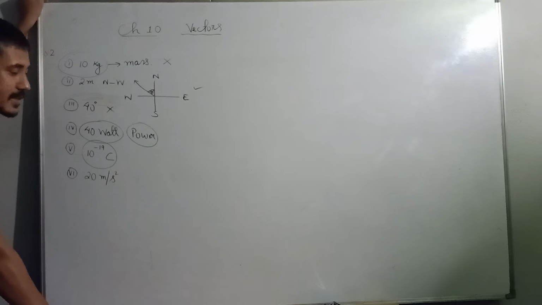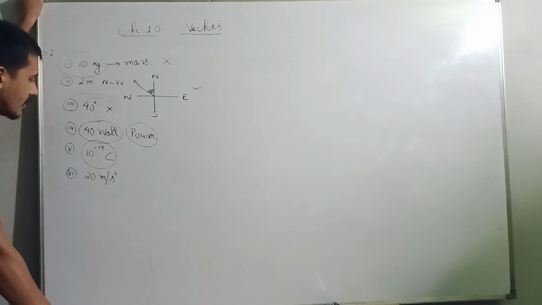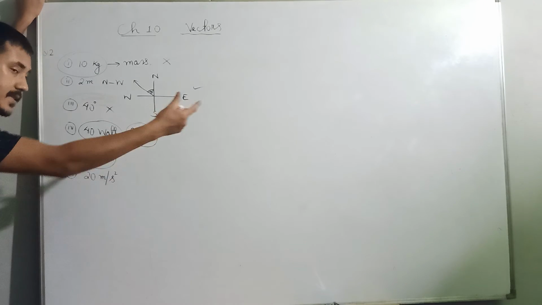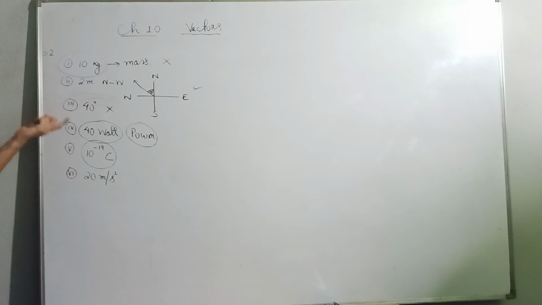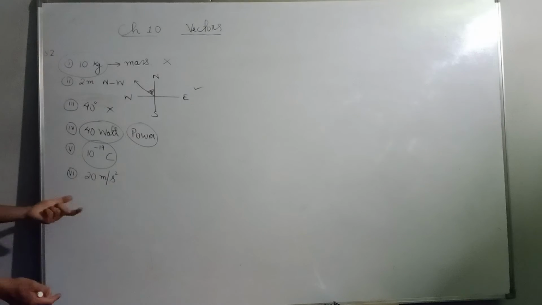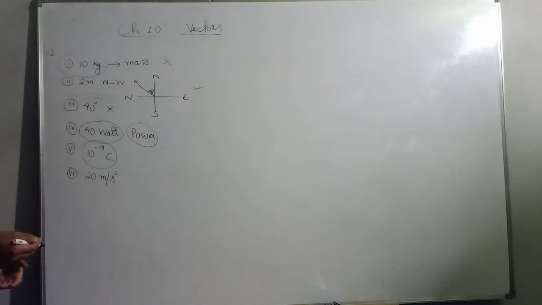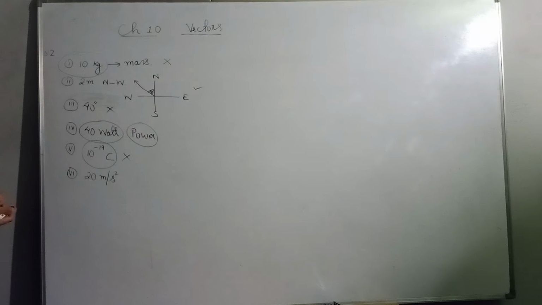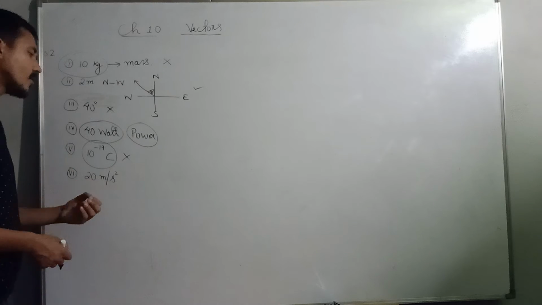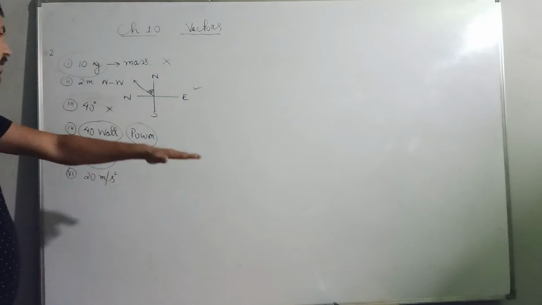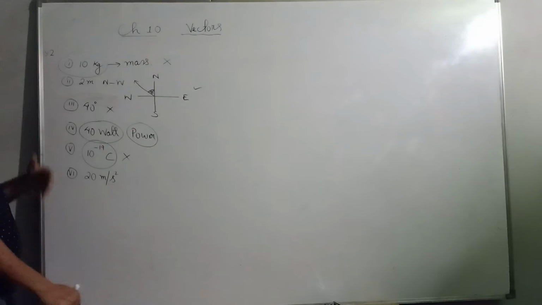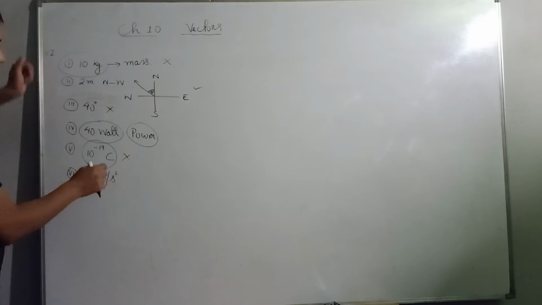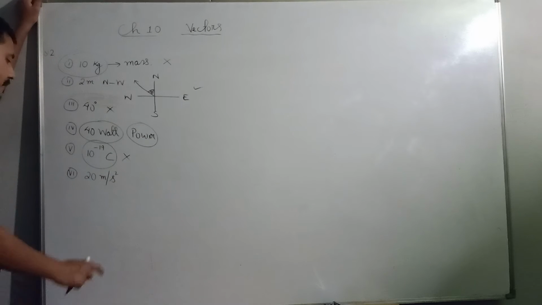10 to the power minus 19 coulomb. What does this represent? Charge, electric charge. Electric field has a direction, but the charge has no direction. Charge is a fixed quantity. Is it okay? So it is not a vector quantity because it has only magnitude. If it was electric field, then it has a direction, so it would have been a vector quantity, but not the electric charge.